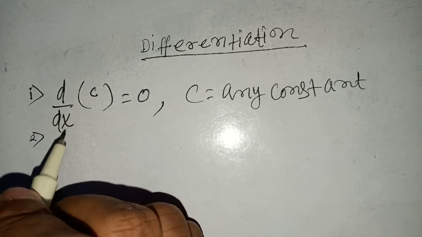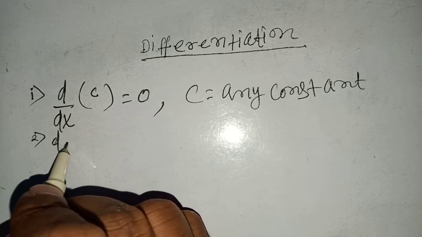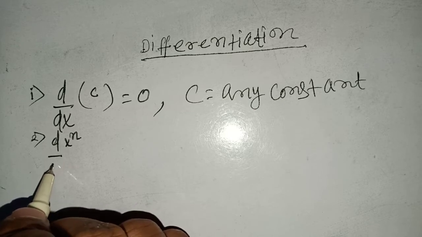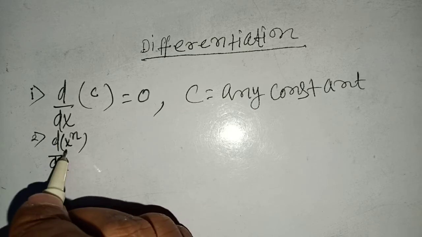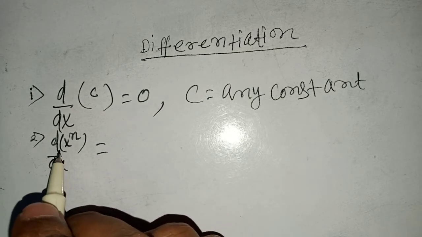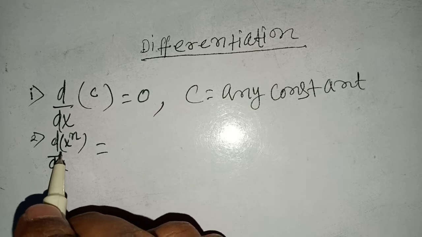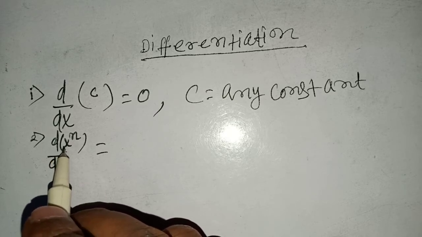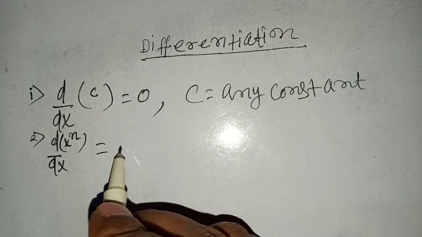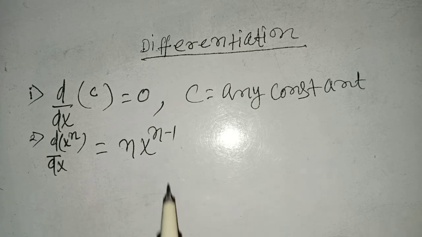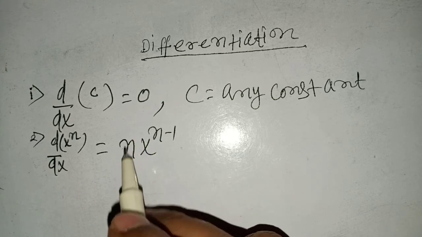Number 2, dy by dx of x to the power n, where n is not equal to -1. So d x to the power n by dx is equal to n x to the power n minus 1, where n is any power.